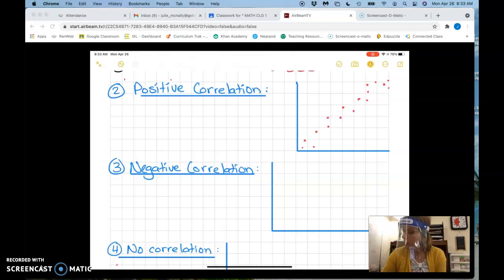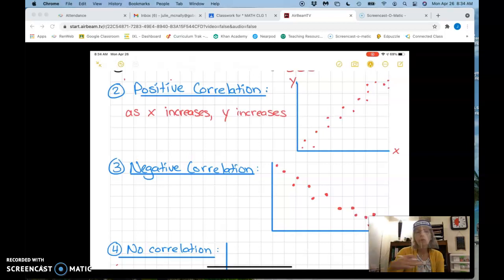And what that means, remember, this is always your x-axis and this is always your y-axis. As the x value increases, the y value increases. So everything increases on positive correlations. So a negative correlation is going to start high up here, and it's going to go low. And notice the data doesn't go in a perfectly straight line, but the general flow of the chart is down and to the right. So as the x increases, the y decreases.